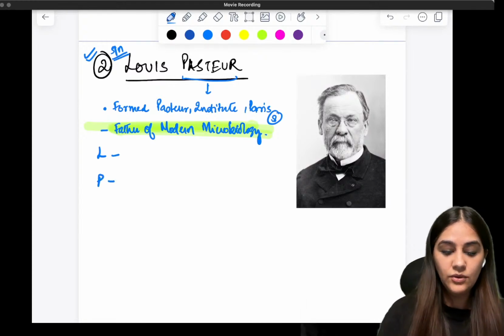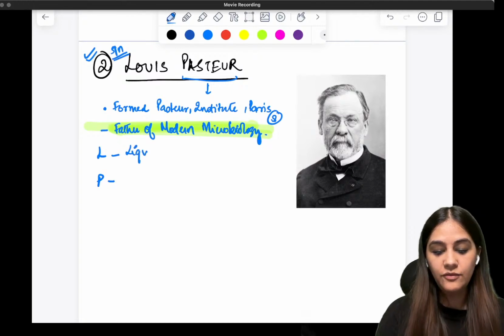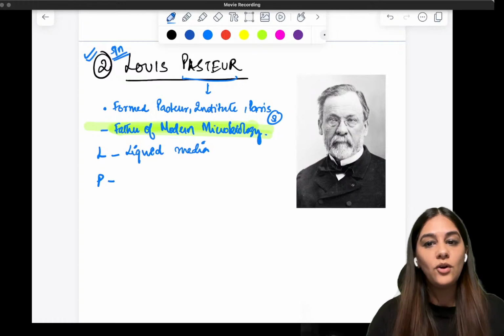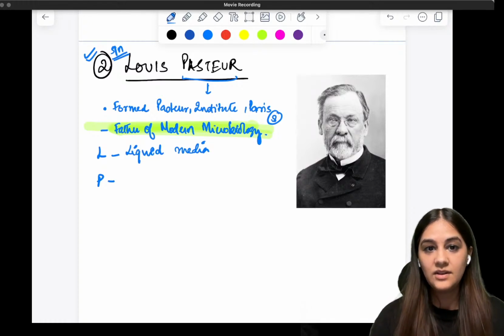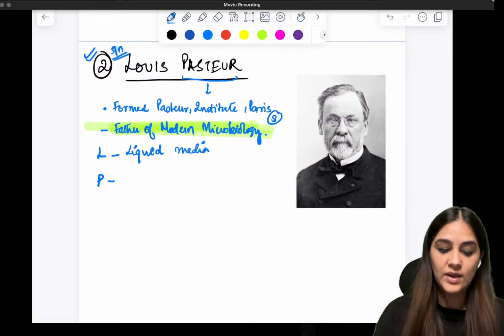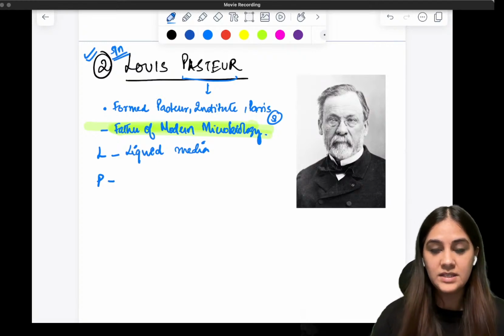L, what did he do? He gave us the concept of liquid media. So we all know that liquid media are used for culturing the organisms, right? So who was the one who gave us the concept of liquid media? It was Louis Pasteur. So L from his name, L from Louis, L for liquid media.